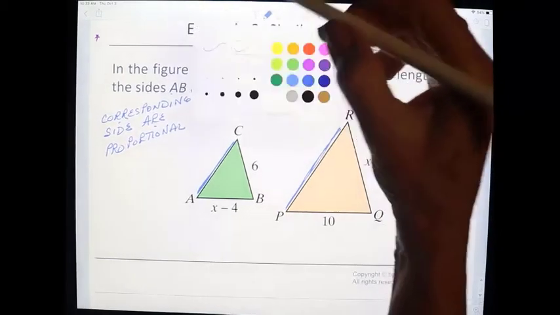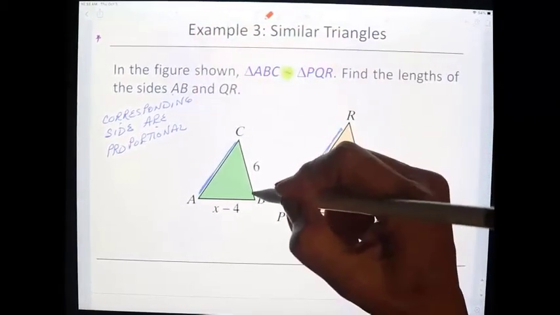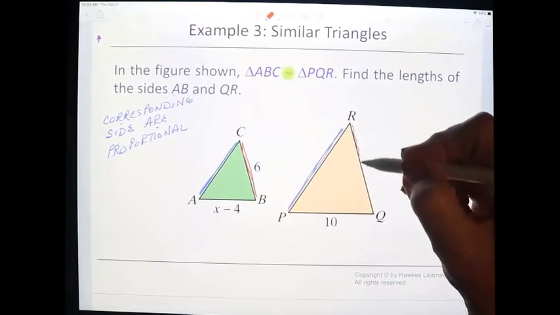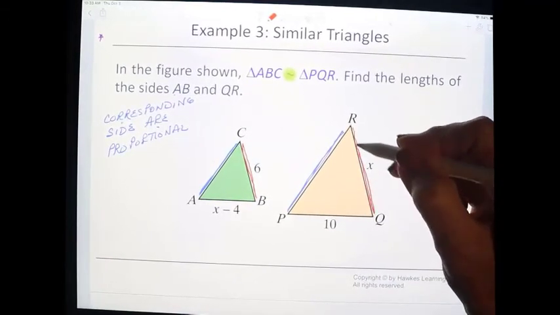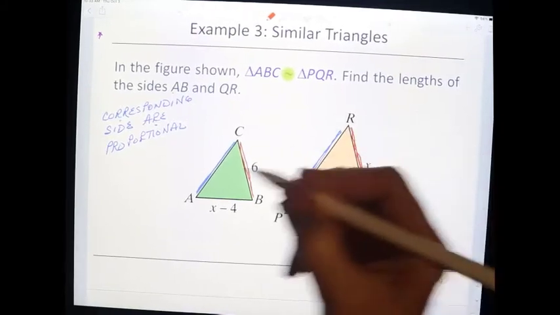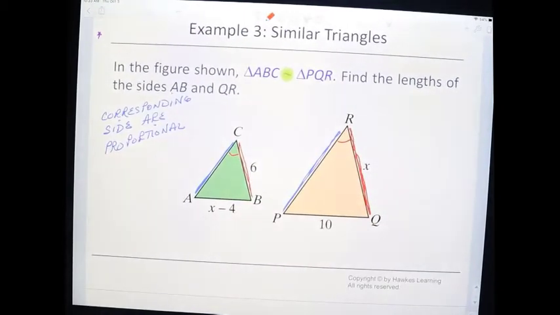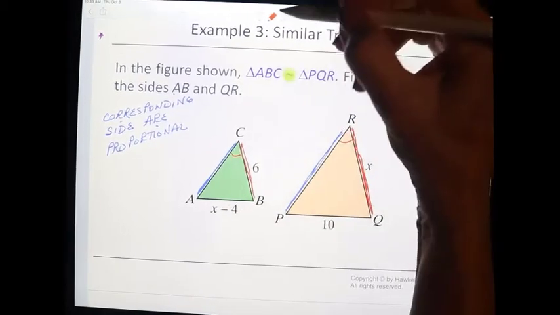And then if we look at another pair of sides, this side BA corresponds and is proportional to the side QR. Also turns out that this angle here and here are the same. So similar triangles have corresponding angles that are equal to each other.